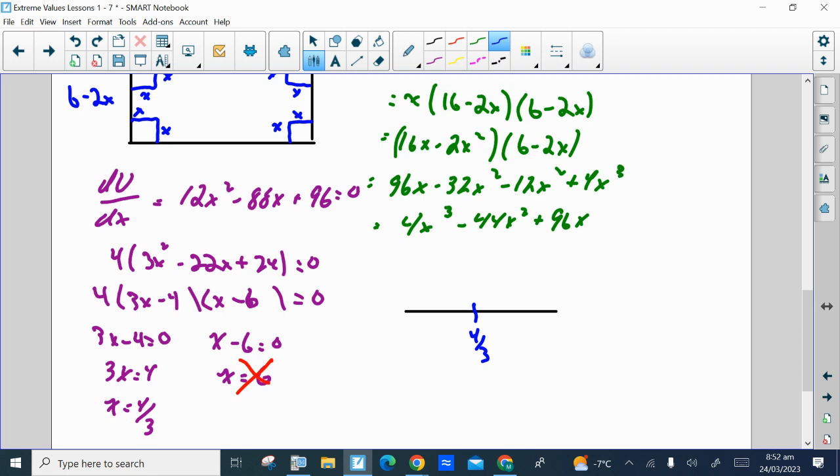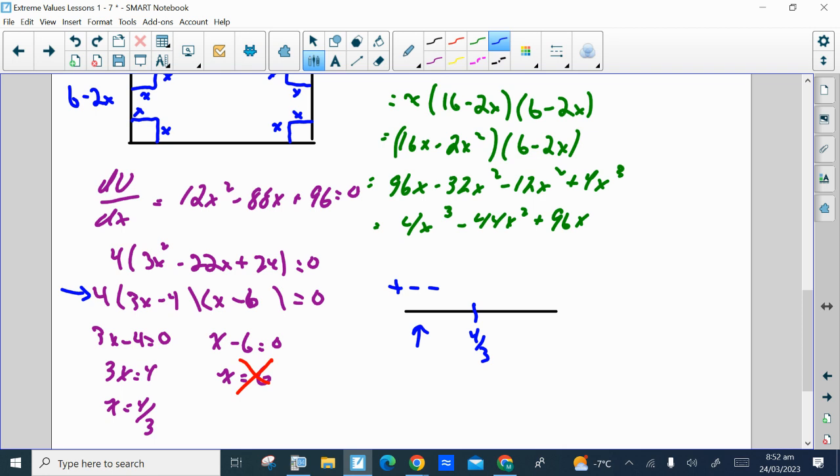we choose a number to the left of 4/3, a number like 1, and I'm going to go back and use the factored form of the derivative. The first factor is positive 4, so that's a constant. When x equals 1, the second factor will be negative, and the third factor will be negative. Two negatives times a positive is a positive, so the function is increasing in that interval.